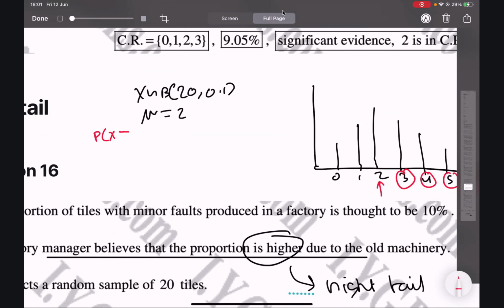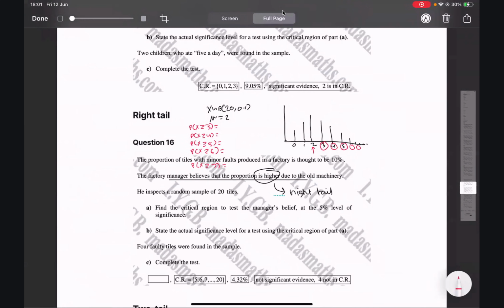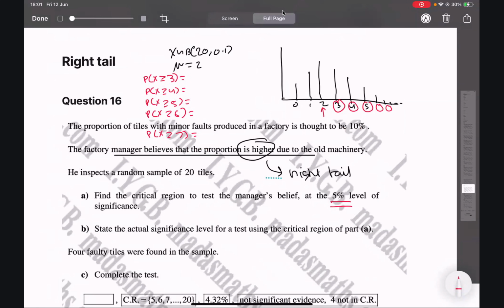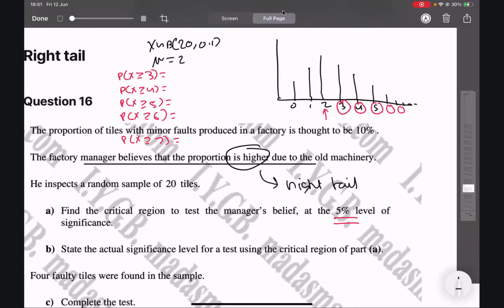So I'm going to check the probability of x more than or equal to 3, more than or equal to 4, more than or equal to 5. I maybe don't need to write all of these down, but that's what I'm checking. And eventually the probability is going to dip below the 5%. That's what I'm looking for. Okay, cool. Now, do you have the numbers or should I check them quickly?